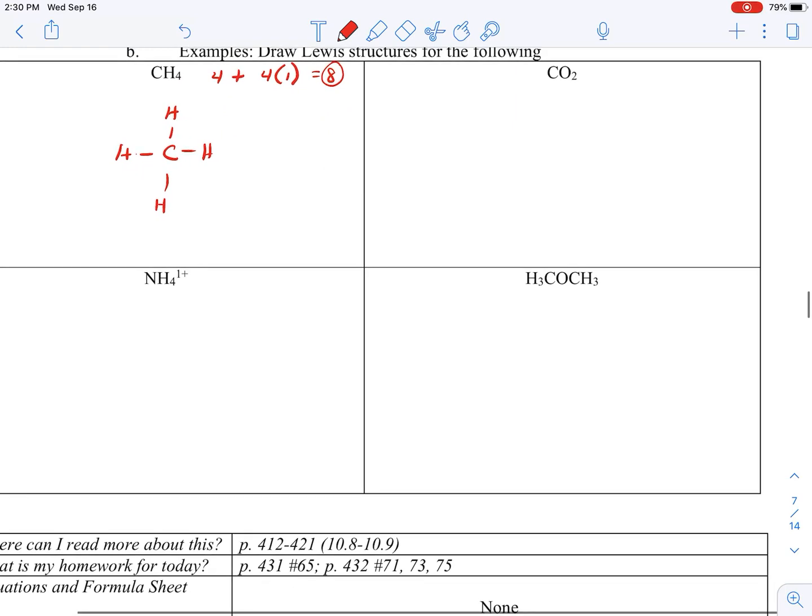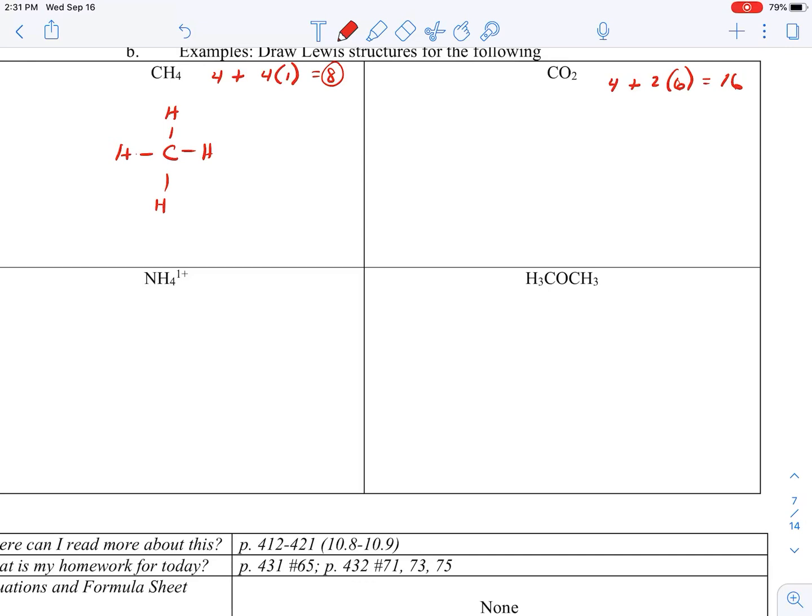So let's try CO2 kind of that same way. We have carbon, all right, which is 4. We have oxygen. We're going to take that 2 times. Oxygen's in group 16, so it has 6 valence electrons. So we've got 4 plus 12 gives us 16.